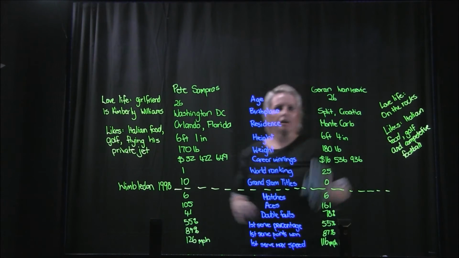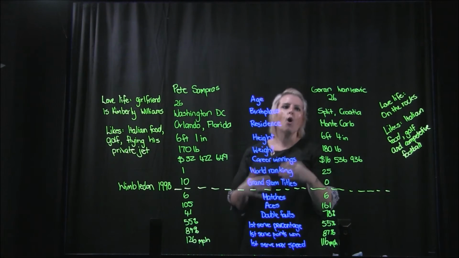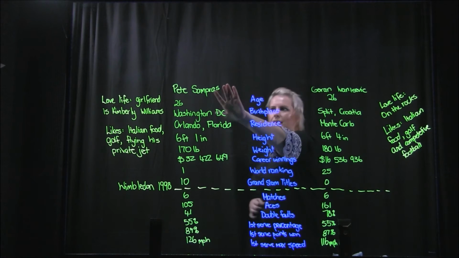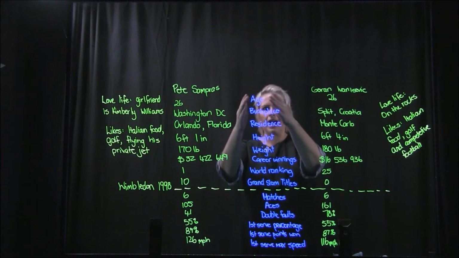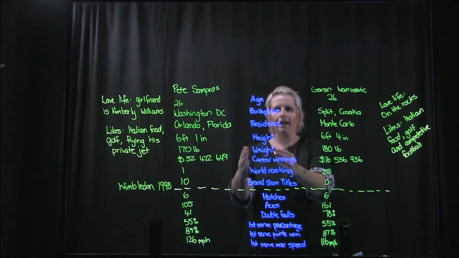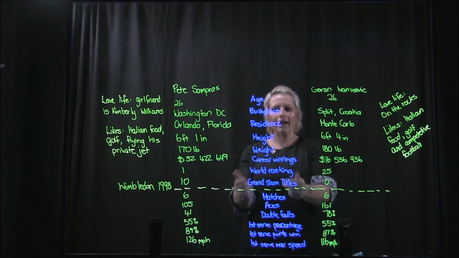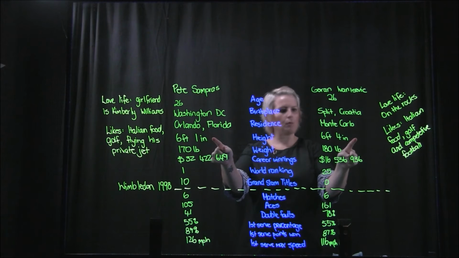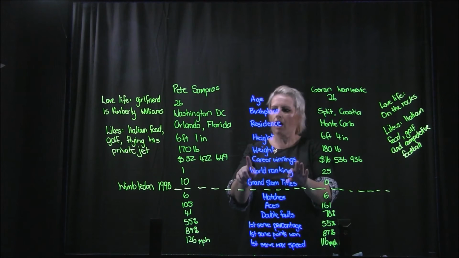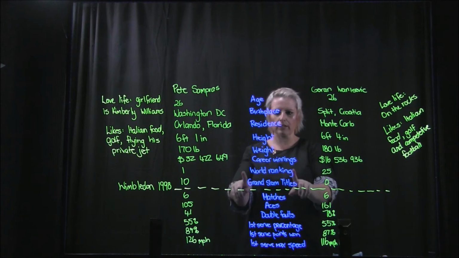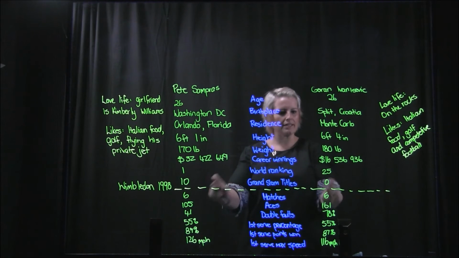There we go. And then that way we won't get confused. So what I can see here, two tennis players, and then I can see some information about them. So age, birthplace, residence, height, so residence where they live, weight. I can see that height and weight are in feet and inches and in pounds, but that's okay. Career winnings, how much they've won over their career, the world ranking, and Grand Slam titles.